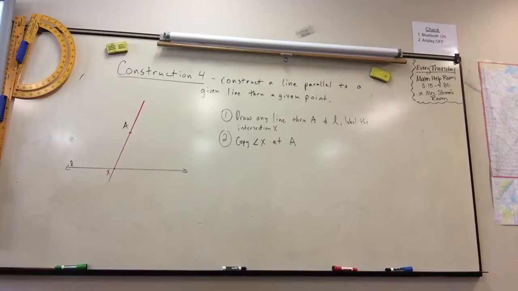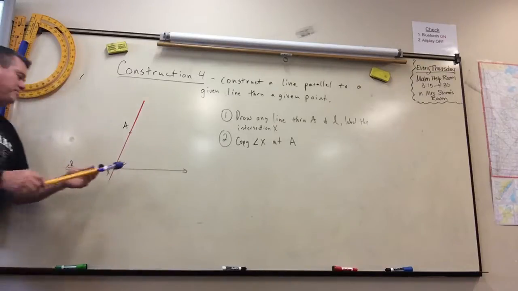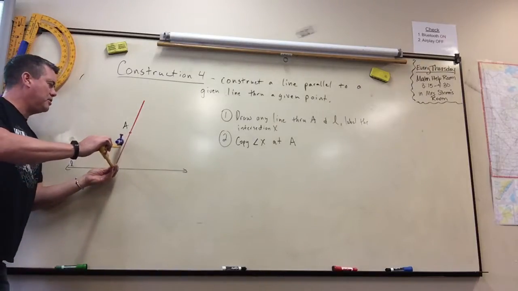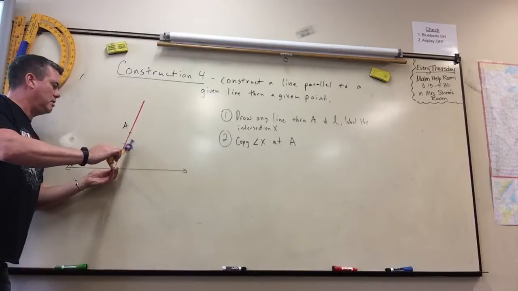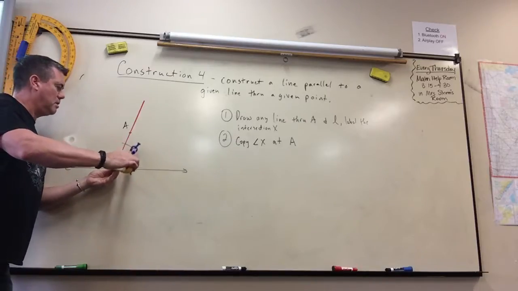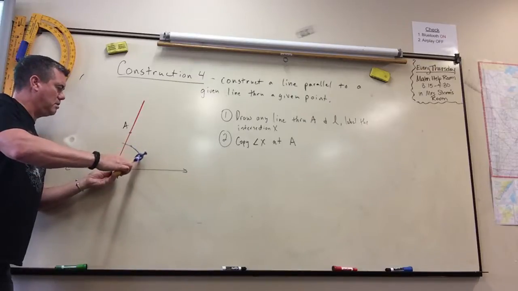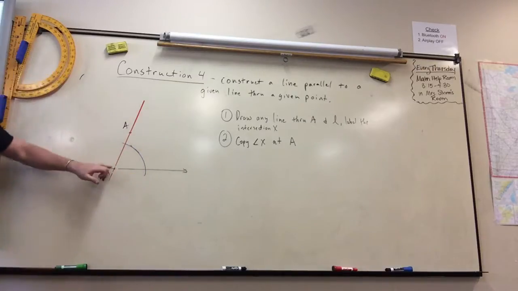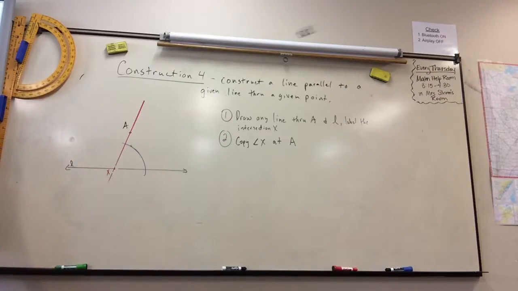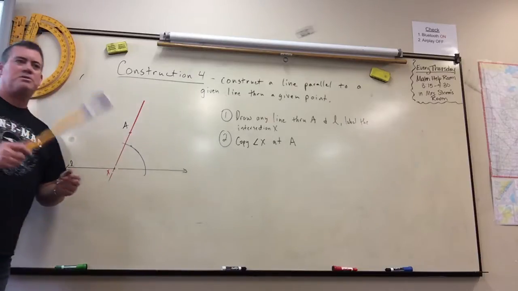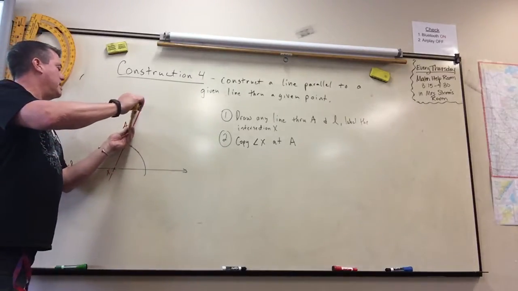So the way you did that when we did the copy angle before is you got to put an arc through it. Well, yeah, we're copying this angle, so we got to put the point at X. Then you keep it the same, you go up to A, make the same arc.